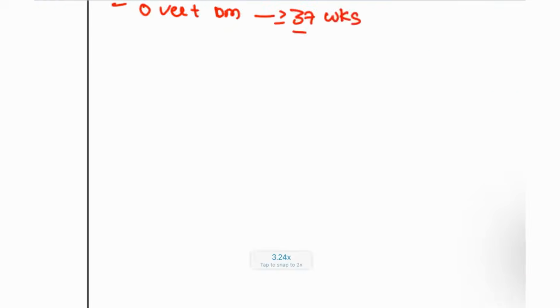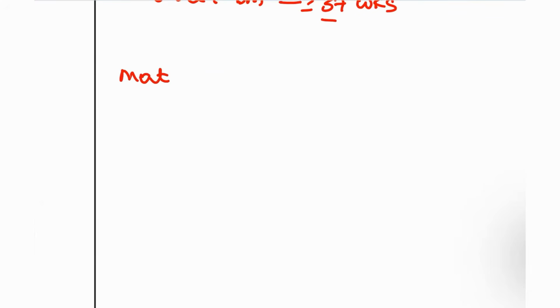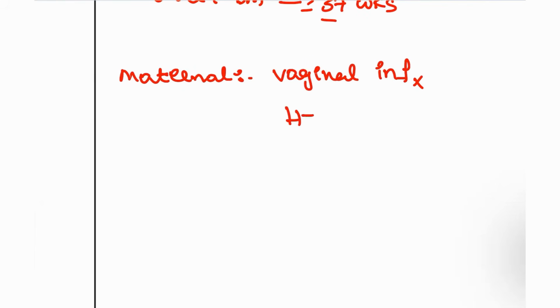Next, coming to the maternal complications. What are the maternal complications we are going to see in this patient, guys? There is a high chance of transmission by vaginal infections. Commonly, the glycosuria will cause this. Next, hypertension will be seen. Hypertension will be associated. Abruptio can be seen.